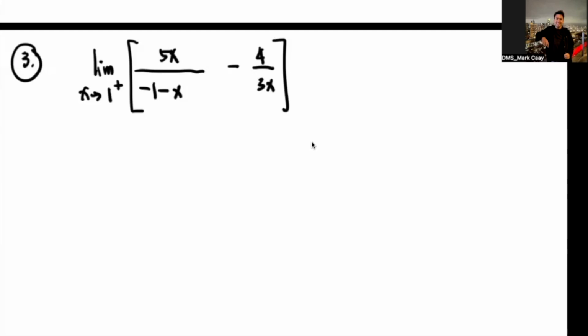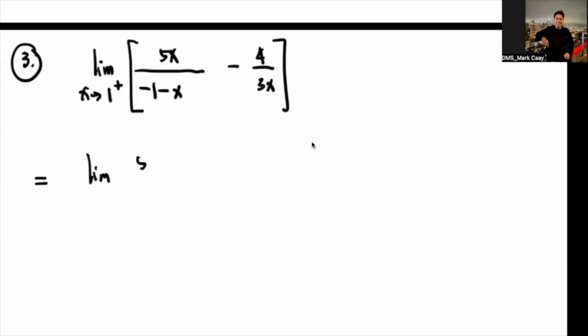Okay, next problem: we want to get the limit of 5x over negative 1 minus x minus 4 over 3x as x approaches 1 from the right. Actually, if you look at it, there is nothing scary here, right? They are all continuous at 1. So that means, by virtue of the limit of the sum, I can distribute them.